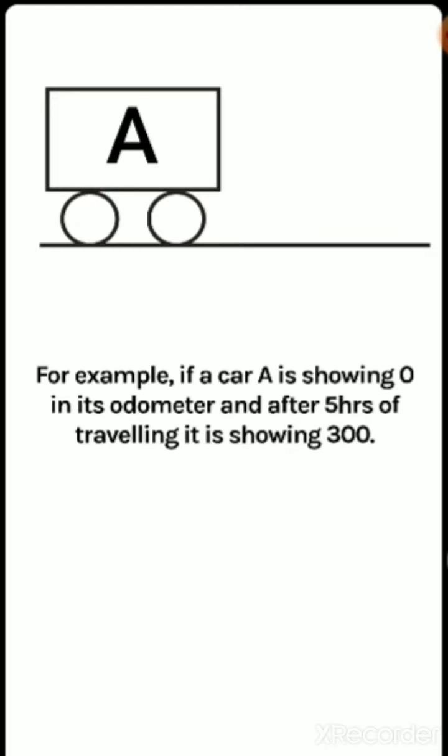Then the speed of the car, how can we calculate that? Speed is equal to distance divided by time. So 300 kilometers divided by 5 hours. So 60 kilometers per hour is the speed of the car.